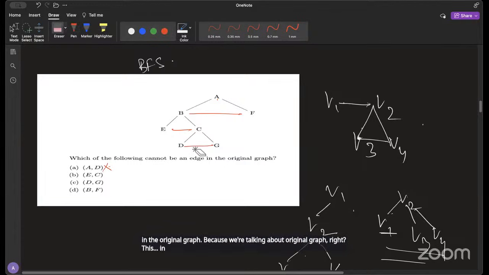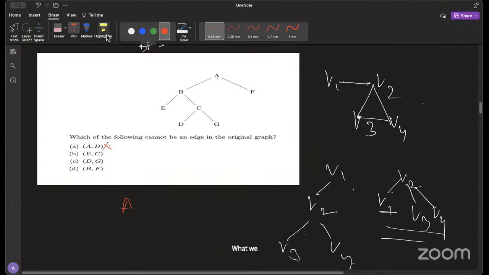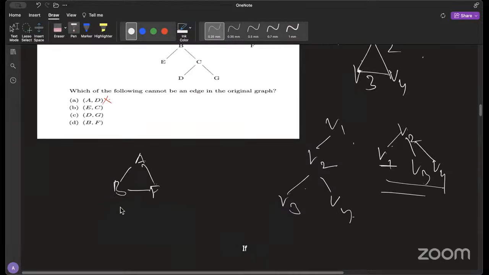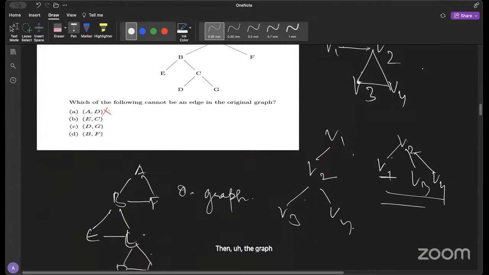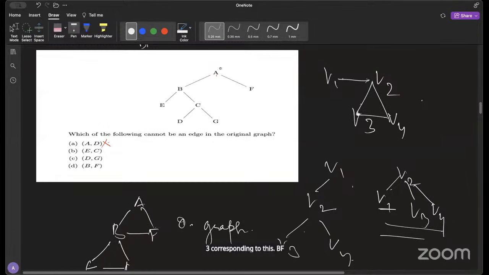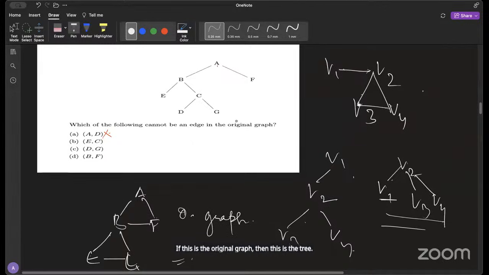In the tree they cannot be an edge, but if we have a graph corresponding to this, what we mean by this is you can have something like this. You can have A, B, F, and then E, C, and D, G. Now that's possible. If this is your original graph, then the tree corresponding to this BFS tree would be this, right?